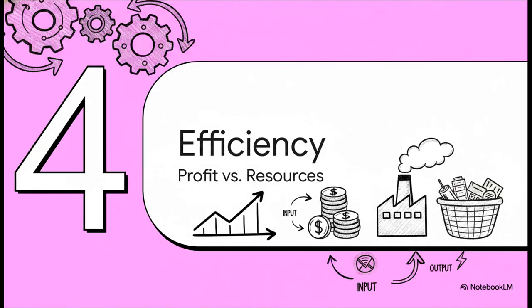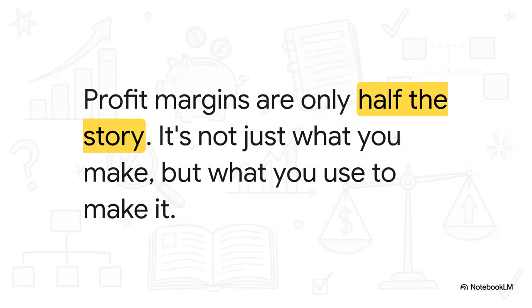Okay, so we've peeled back all the layers of profit. But there's another side to this story, and it's just as important. It's not just about what you make. It's about what you use to make it. Let's talk about efficiency. A company could have amazing profit margins on paper, but if it takes a mountain of assets and resources to get there, well, it might not be such a great business after all. Our next couple of ratios are going to help us figure that out.